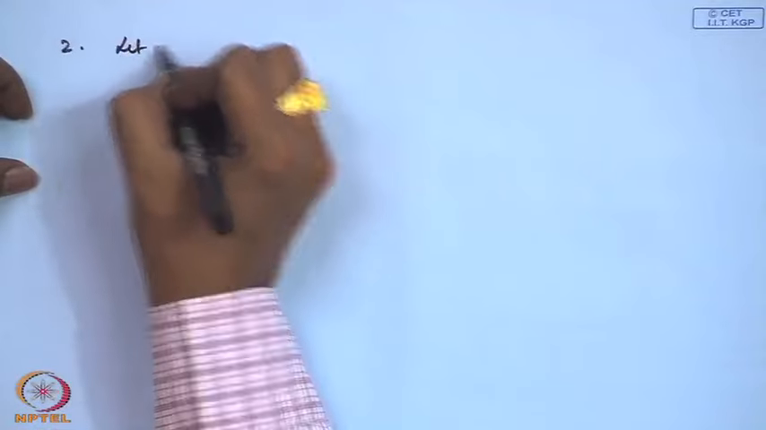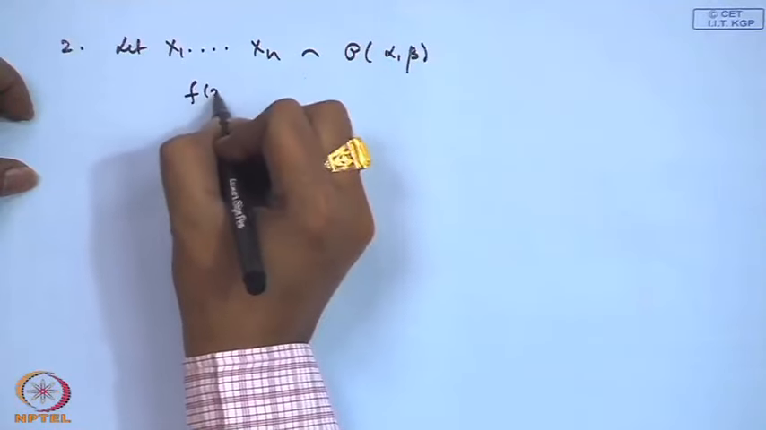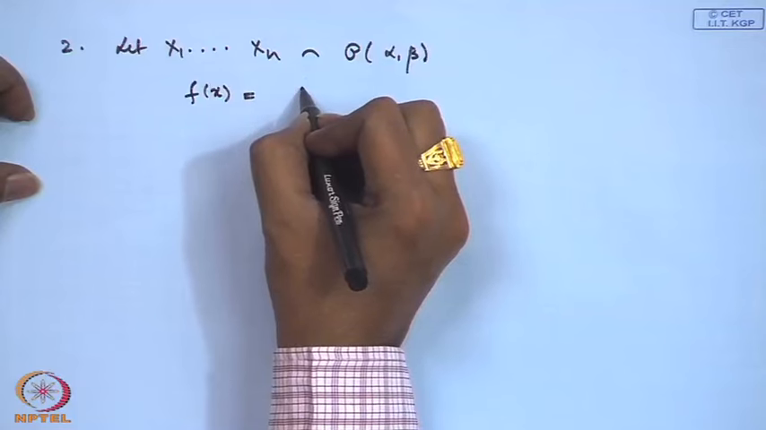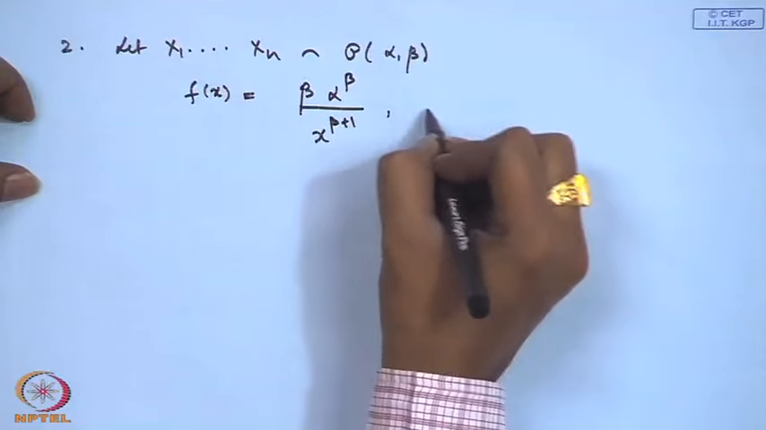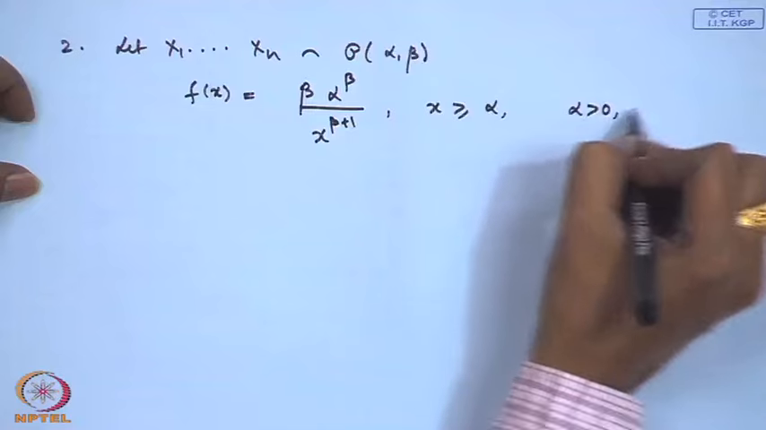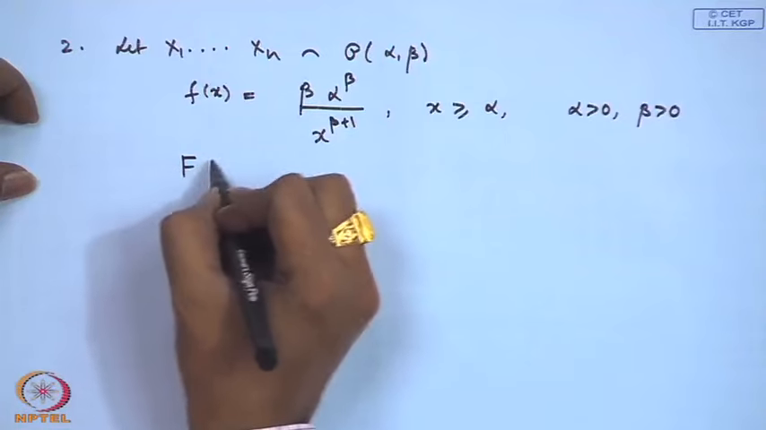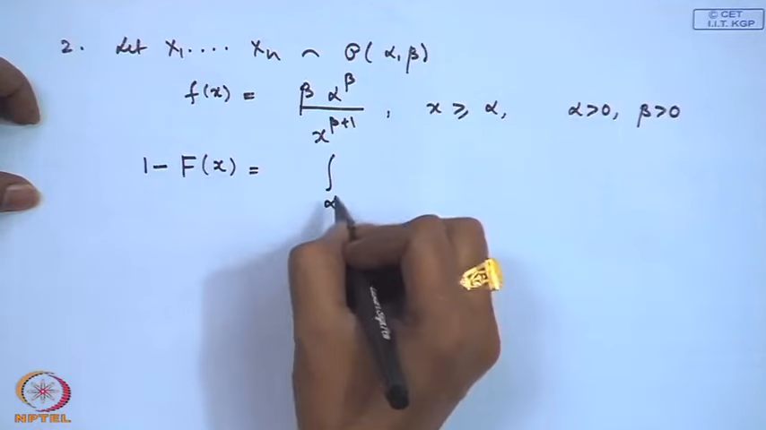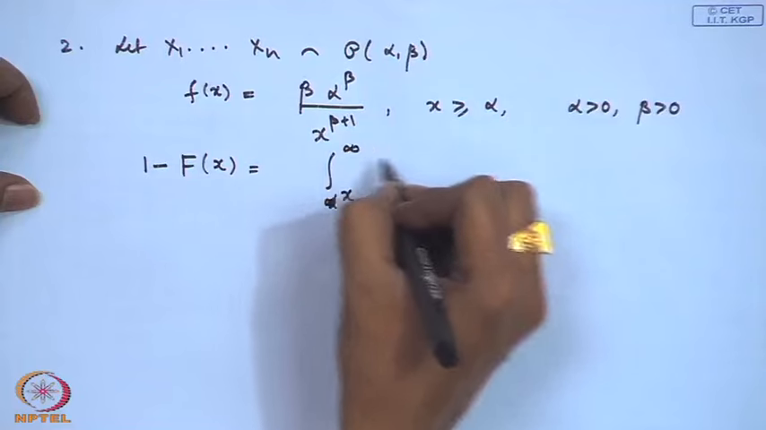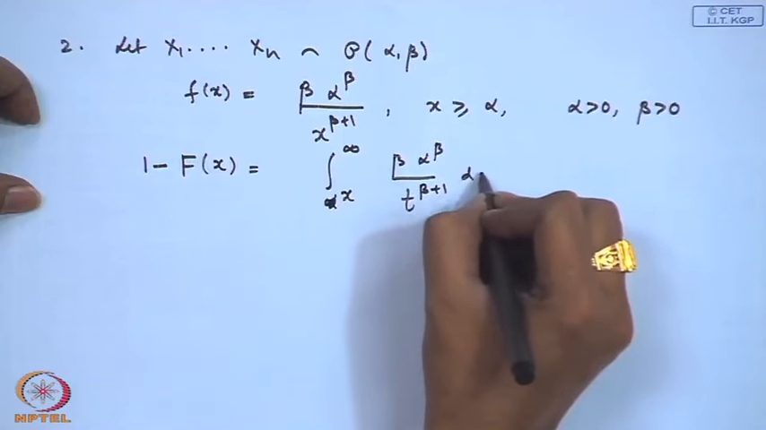Let us take some more interesting example. Let us take, say, x1, x2, ..., xn following a Pareto distribution with parameters, say, alpha and beta. That means I am considering the density as beta alpha to the power beta divided by x to the power beta plus 1, for x greater than or equal to alpha, where alpha and beta are positive. So, I am considering this density as the Pareto density, and let us consider here the CDF. Let me take 1 minus CDF here. So, that will become equal to the integral from x to infinity of beta alpha to the power beta divided by t to the power beta plus 1 dt.